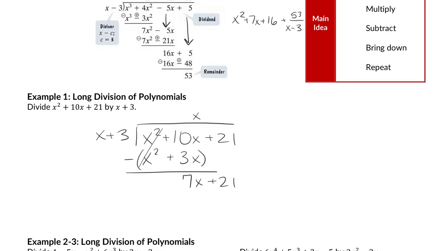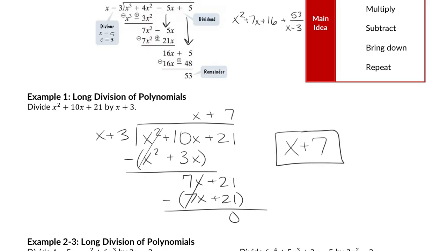First term divided by first term. So 7x divided by x is just regular 7. Then we multiply: 7 times x is 7x, and 7 times 3 is 21. We're going to subtract, so 7x minus 7x cancels, 21 minus 21 also cancels, we have a remainder of 0. So our answer, our quotient, would be x plus 7 plus 0 over x plus 3, but since it's 0, we don't need to use it.